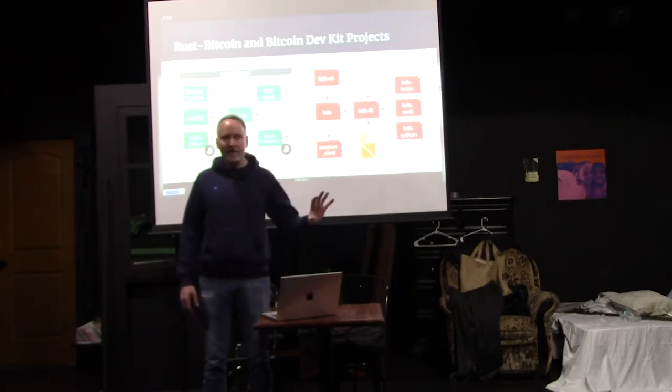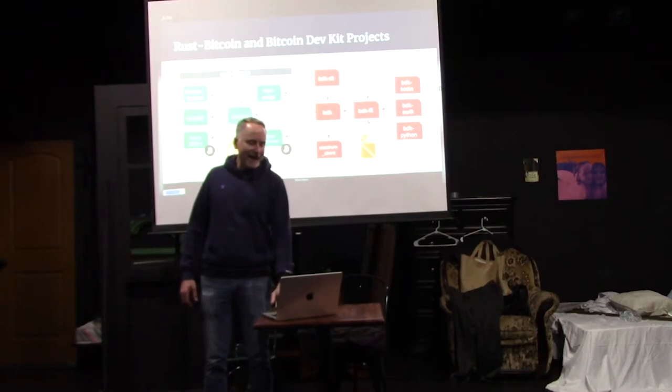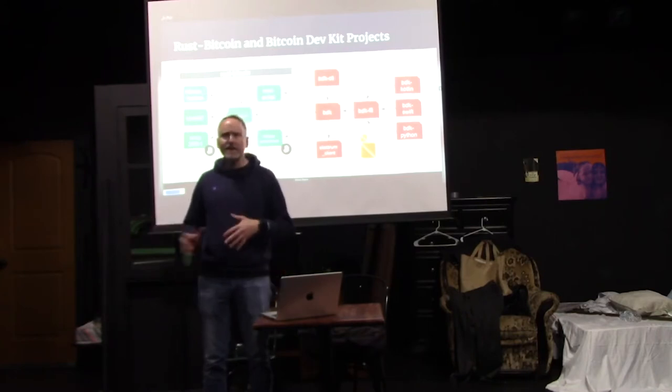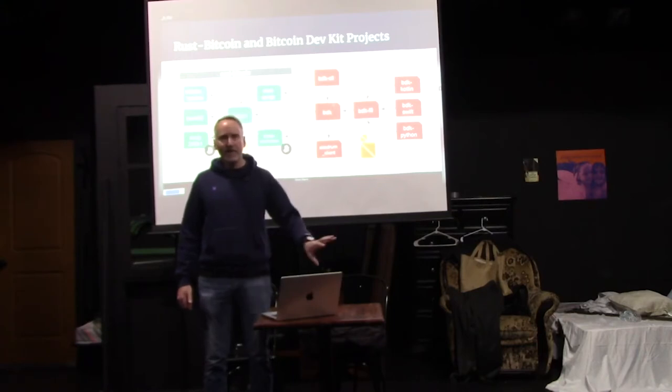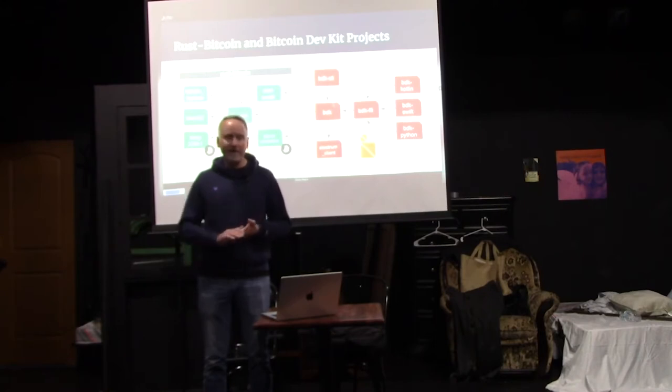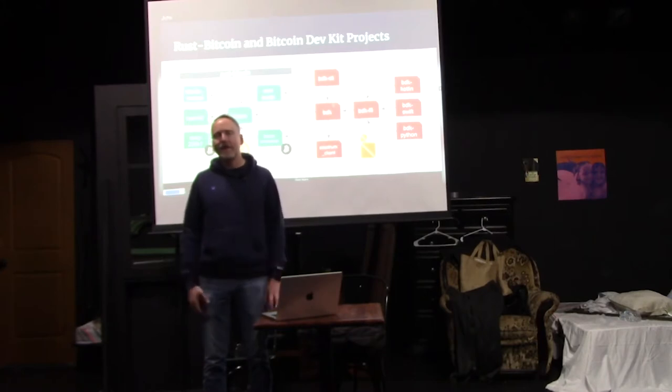So that all existed before BDK. What BDK added to it, and I'll go into more detail later about the specific features, but basically Bitcoin relies on all of these existing Rust Bitcoin libraries. And then we added, like I said, stuff around it. So we added basically a wallet, all the things you need to build a wallet, to build transactions, to get blocks from the blockchain. And there's various ways to get blocks from the blockchain.